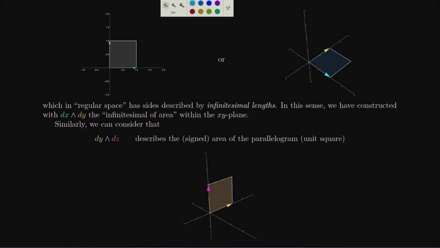So here's another example of that. We think about dx wedge dy as this square embedded in two-dimensional space, but you could think about it as a square embedded in three-dimensional space as well. And then something like dy wedge dz is going to be the square embedded in three-dimensional space but lying within the yz plane.